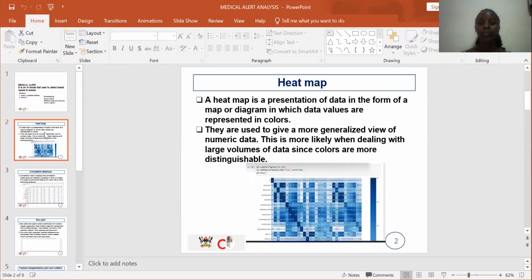heat map. The heat map is a presentation of data in the form of a map or diagram in which data values are represented in colors. And since colors can easily be distinguished, this is very common when dealing with large volumes of data. So it gives a more generalized view of mainly numeric data.